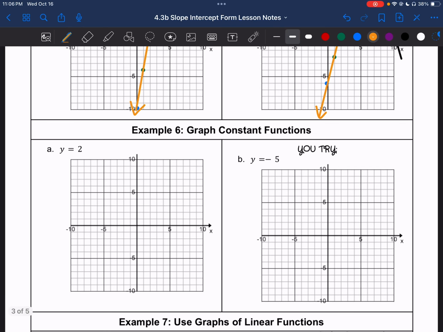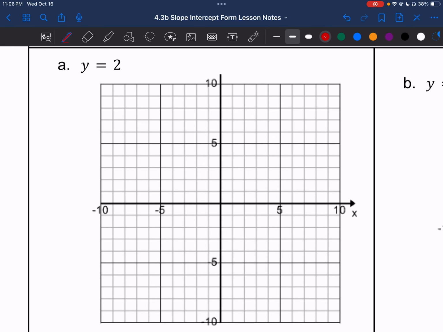So now example 6 is asking us to graph constant functions. So these are going to be functions that are going to be equal to their y-intercept. So if I look at my equation, my slope is non-existent, but I do have a y-intercept. The slope is non-existent. It is 0 because this is a horizontal line. So we're going to have a horizontal line at y is equal to 2. So we just have a horizontal line at y equals positive 2.